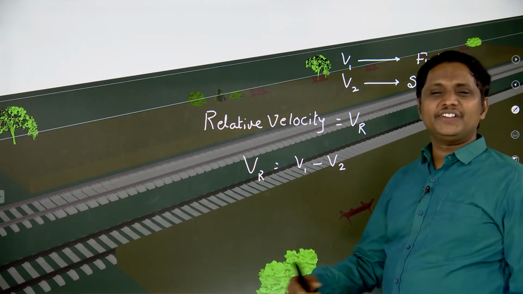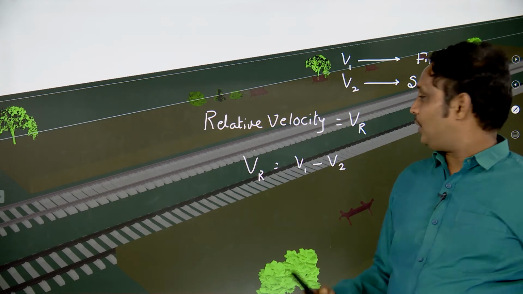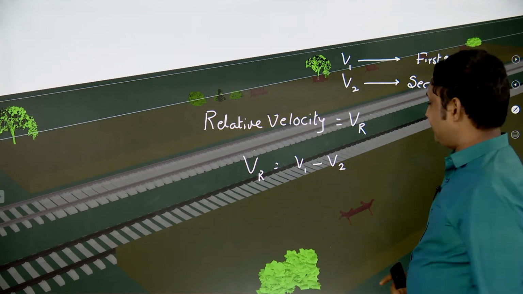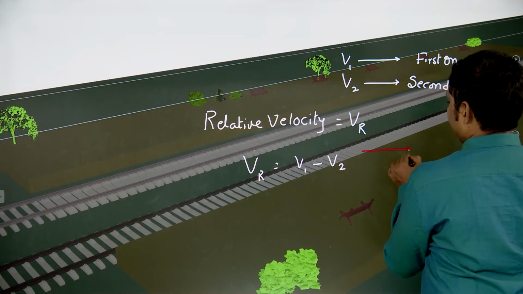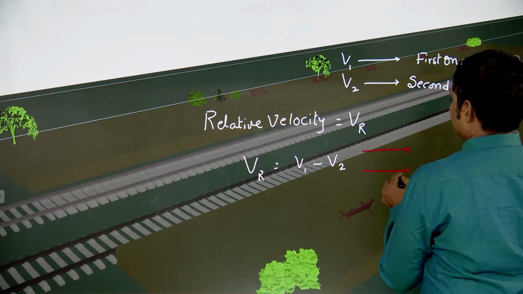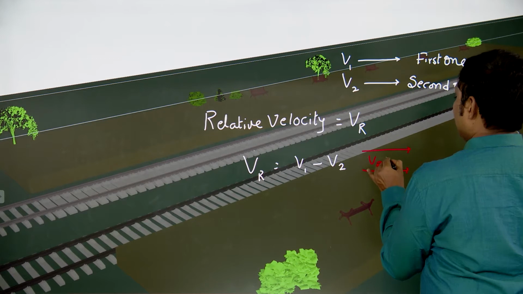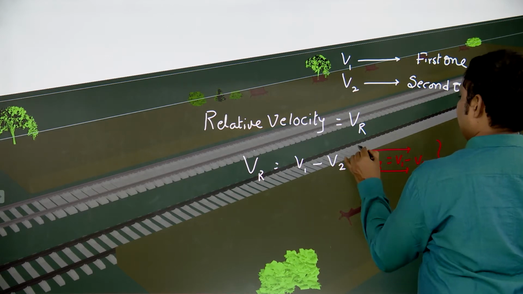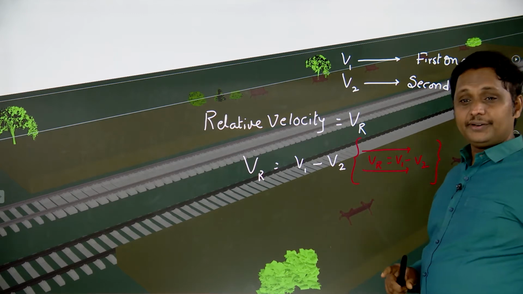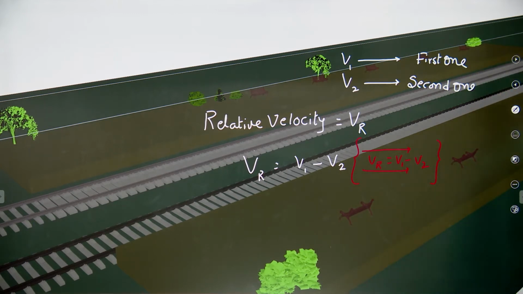We would like to measure the relative velocity. It's easy for you, you have to consider the direction. Both are going to be in the same direction. Let's assume, therefore, VR is equal to V1 minus V2. This is the case we have to consider. Have you got this point? Please have a look. First one and second one both are going to be in the same direction.